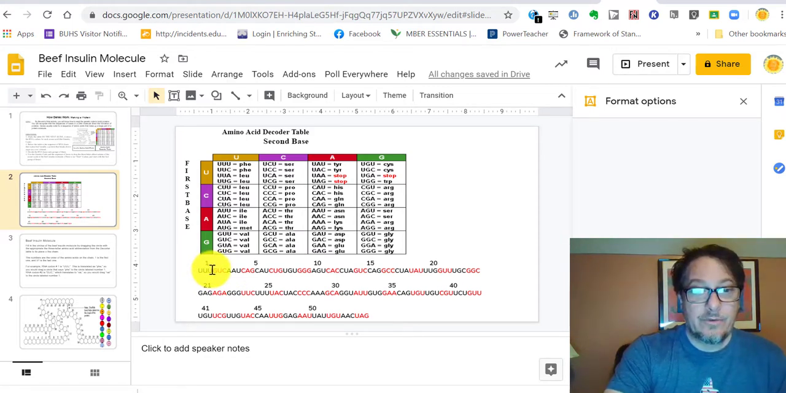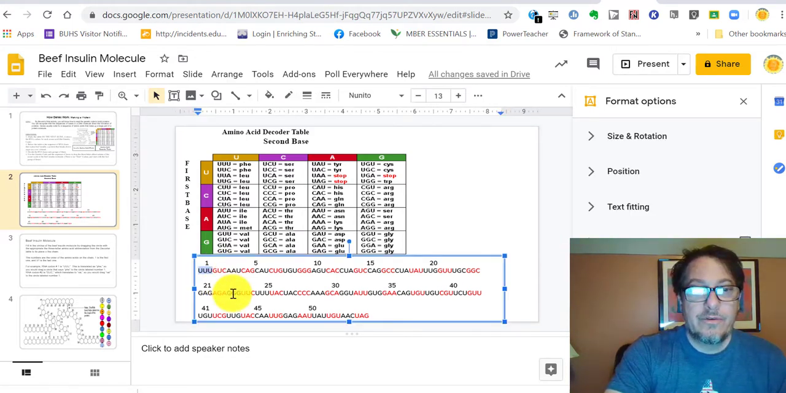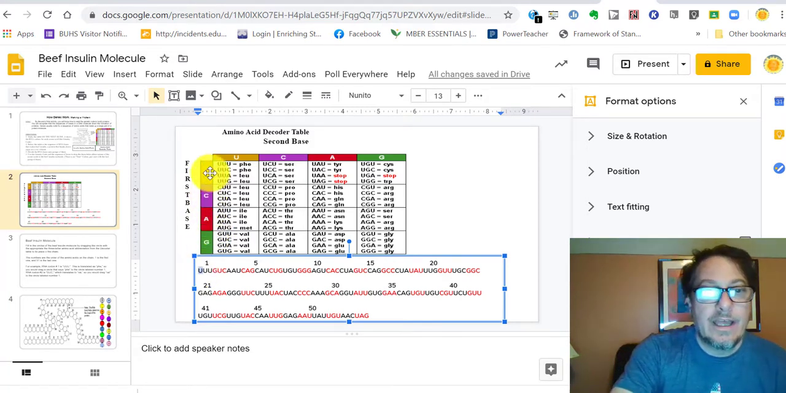Anyway, let's look at this first one. The first one is UUU. And the way that you read this is over on the side that says first base, you find the first letter, which in this case is U. And here it is. So here's U. What that's telling us is that the amino acid that we're looking for, that it stands for, is somewhere in this row. That's when we go to the second base to narrow it down a little bit. The second base we look for up here. So I see my second base is also U, and so here is U.